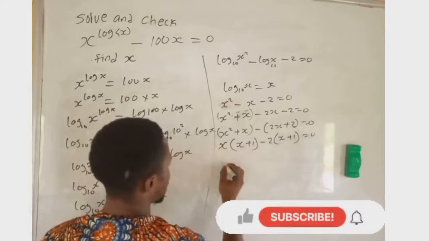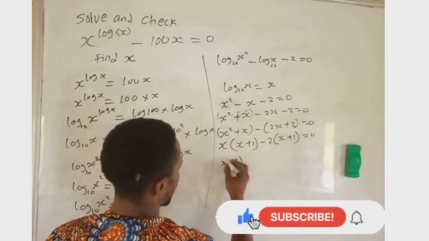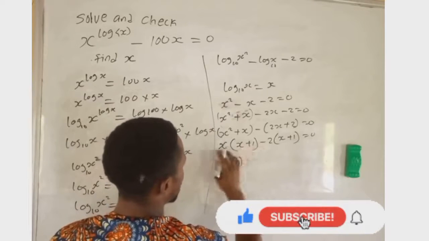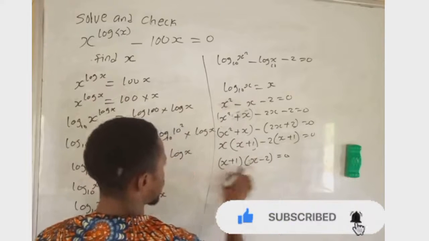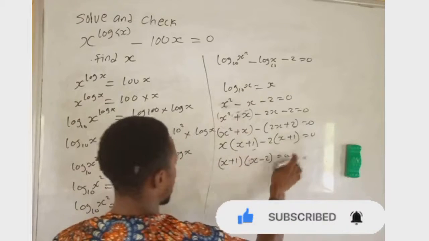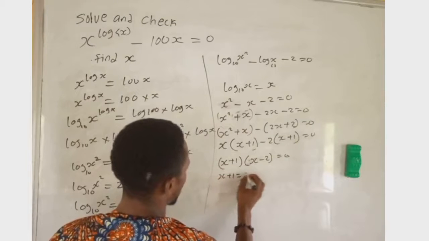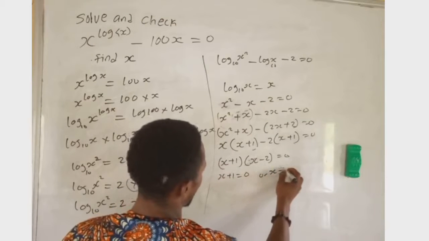One of it, s plus 1 in brackets, and the same one, we have s minus 2 equals 0. So let's equate each to 0. You have s plus 1 equals 0, or s minus 2 equals 0.